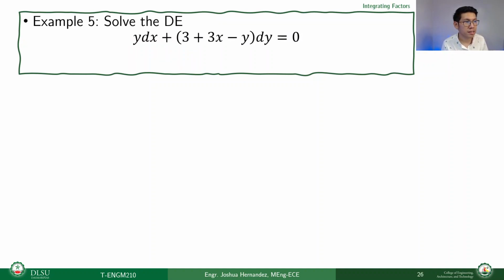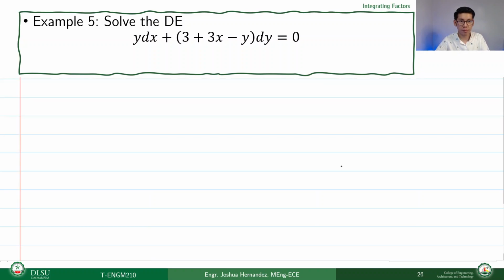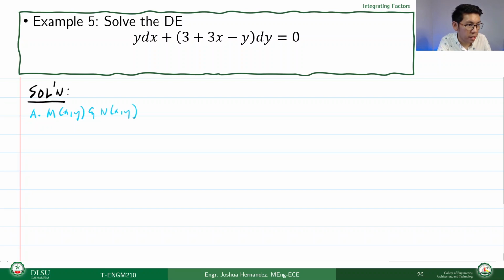We move on to our next example, example number 5. We have y dx plus (3 plus 3x minus y) dy equal to 0. So solution. So step 1 is to identify M(x,y) and N(x,y).